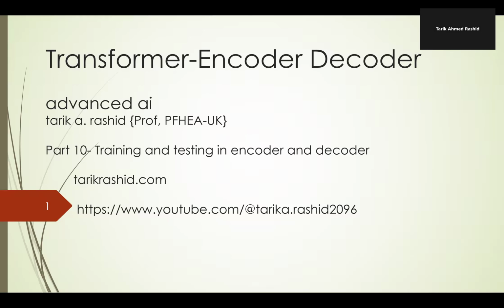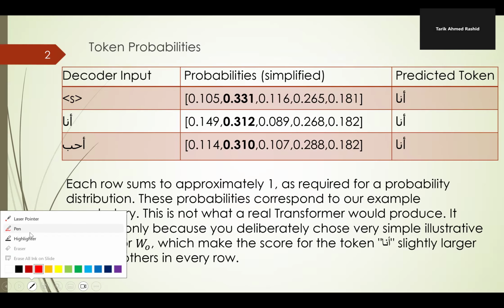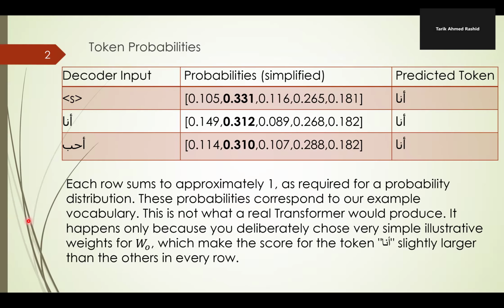Hi, welcome back to this class. This class is about transformer, and in transformer we have encoder and decoder. Here we talk about training and testing in encoder and decoder, and we try to give you an example. Our previous example was about a sentence, "I like Rojava" in English, and we tried to translate it using transformer encoder and decoder into Arabic.